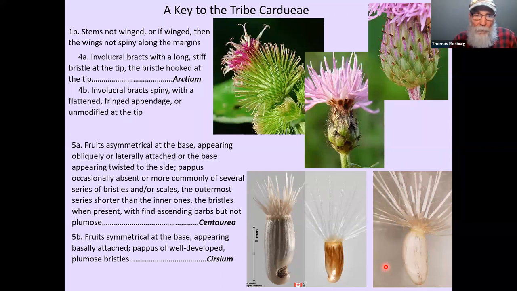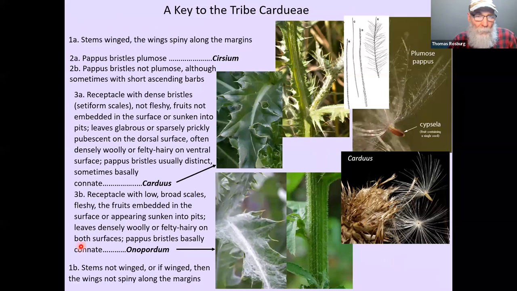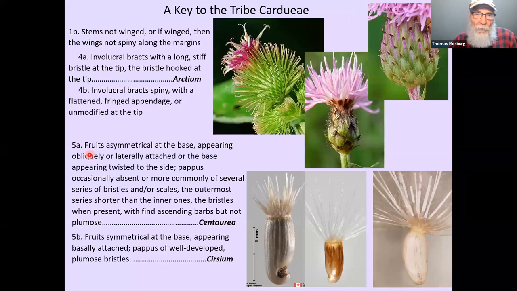Now, again, if we go back to this one right here, what we did is we worked through the stuff that came out under 1A. Now we're going to work through stuff that comes out under 1B. So 1B, again, is repeated here. And again, that said the stems are not winged, or if they are winged, they're not spiny. So now we're going to key under that, and the first couplet here is going to pull off Arctium, basically by using this couplet here that says the involucral bracts have these long, stiff bristles that are hooked at the end. And there's what those look like.